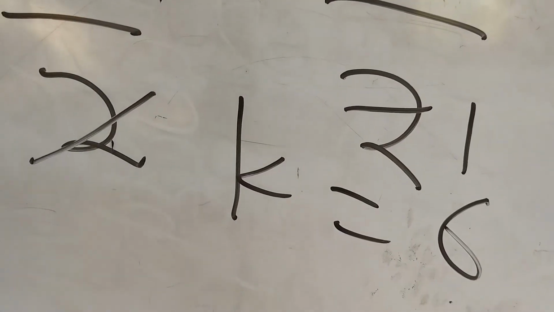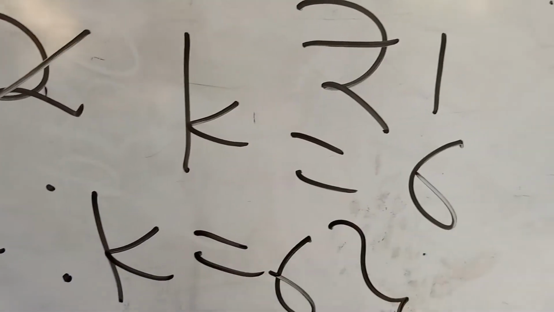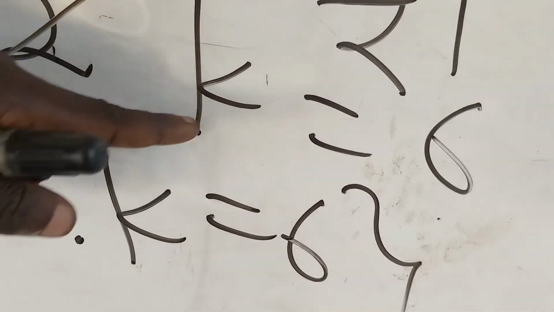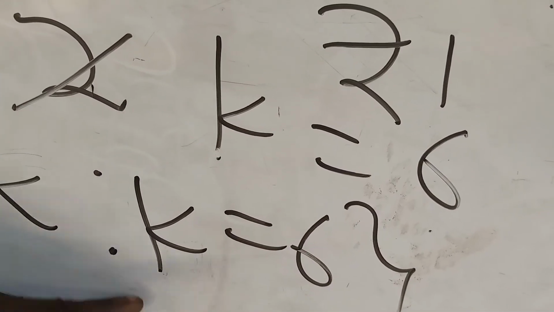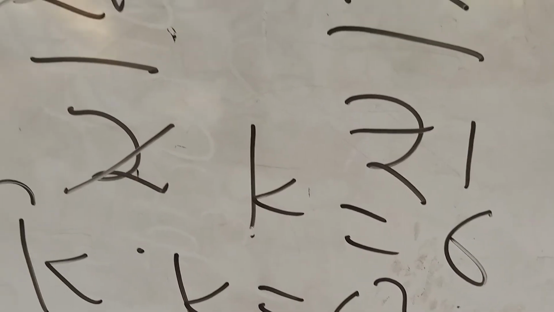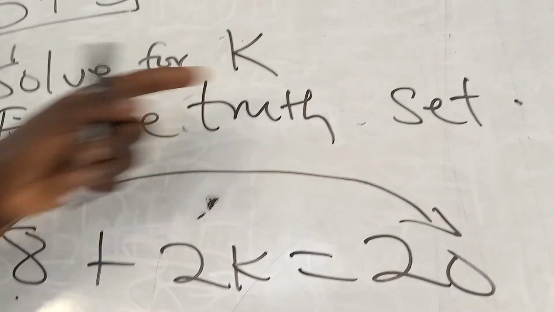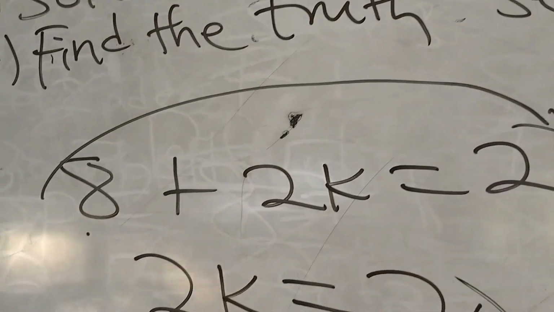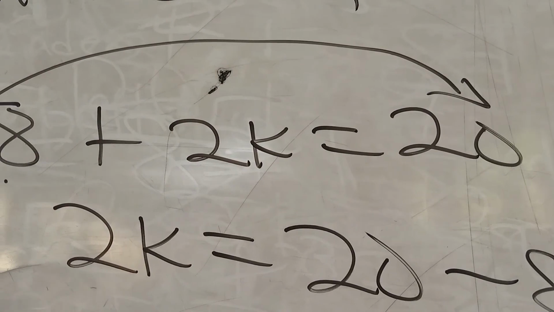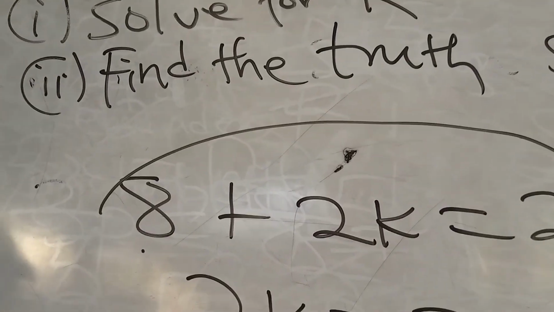So the truth set becomes k is to k is equal to 6, because always the variable you have been asked for, that's what you should write. You can't write x here because they haven't asked you to solve for x. They asked you to solve for what? K. So note that another name for truth set is solution set, and for linear equation, we group like terms and solve for the variable. Thank you for this session.